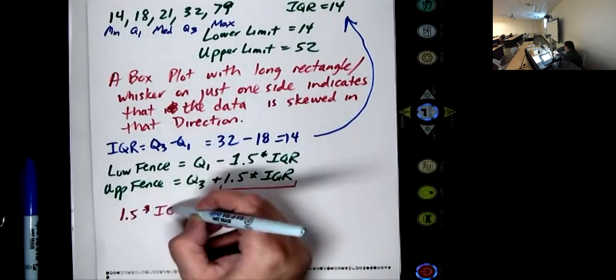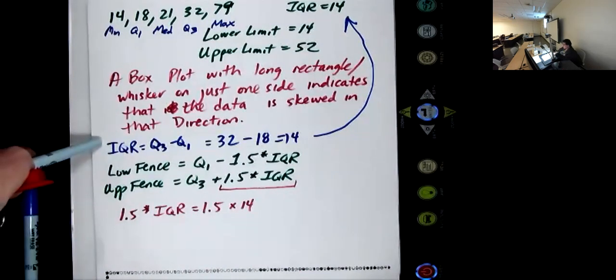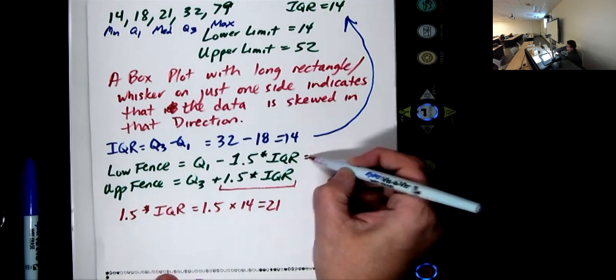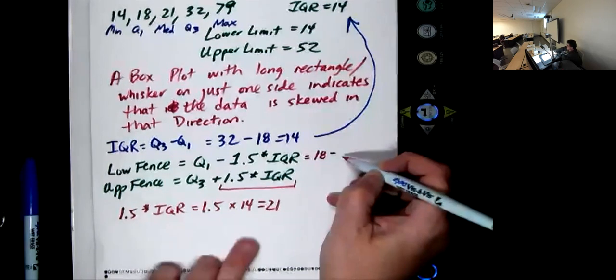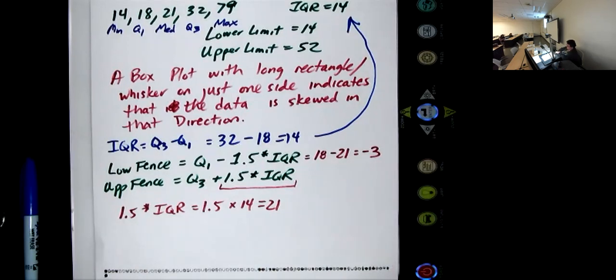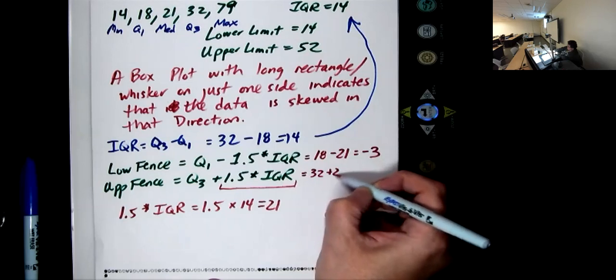1.5 times the IQR is just 1.5 times 14, because we already calculated the IQR. If you throw that in a calculator, you're going to get 21. So if I calculate this, Q1 was 18. Minus 21 is negative 3. Q3 was 32. If I add 21, I get 53.